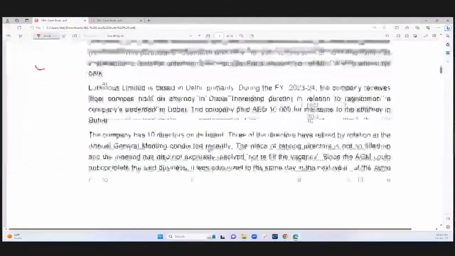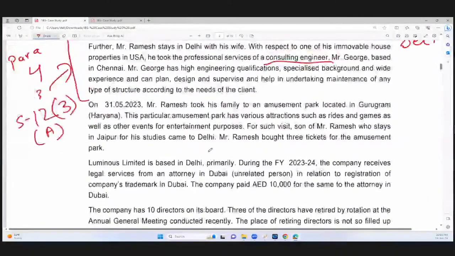If you look in the case study: on 31st May 23, Mr. Ramesh took his family to an amusement park located in Gurugram, Haryana. Now where is the amusement park located, students? Gurugram, Haryana. This particular amusement park has various attractions such as rides, for entertainment. For such a visit, the son of Mr. Ramesh has also come from Jaipur, and Mr. Ramesh has got 3 tickets for the amusement park.